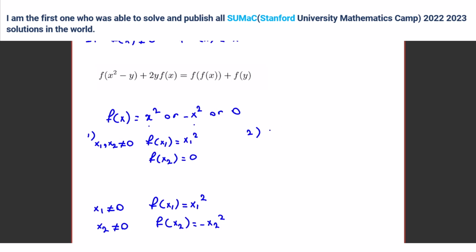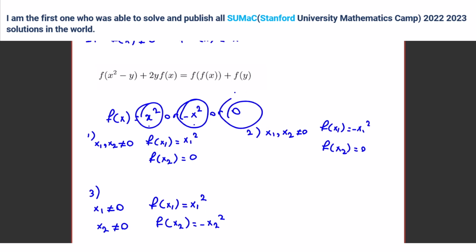Working with 0 is easier. Second case, x1, x2 are not 0. f of x1 is negative x1 squared, f of x2 is 0. Third case is this. If we reach one contradiction for each of them, then we can say f of x is always x squared or negative x squared or 0, right?